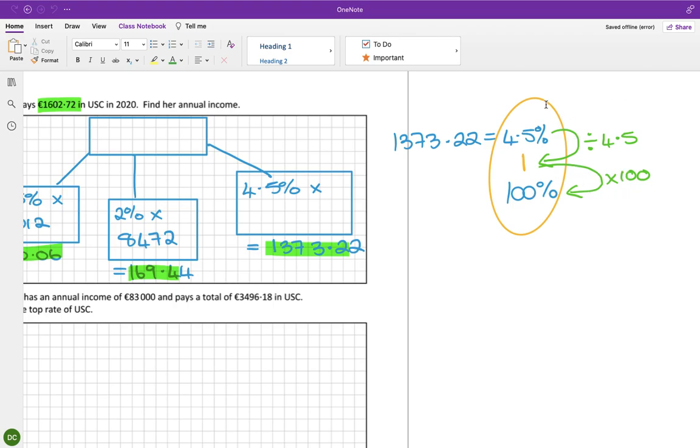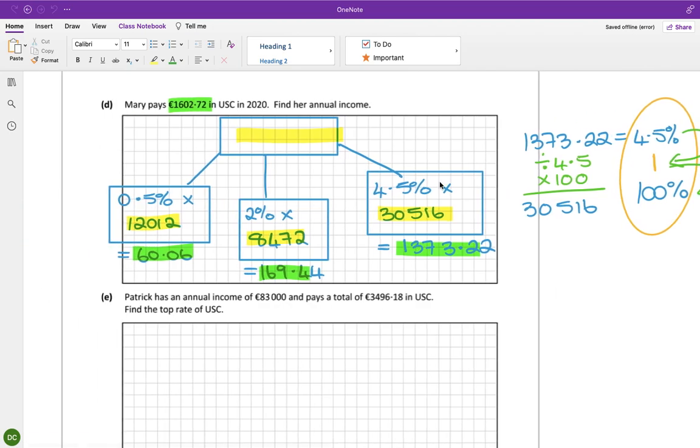Once you have the maths on the complete side, you bring it over to the other side. So we go divided by 4.5 multiplied by 100, and I am getting 30,516. And that goes in here. So now I have worked out the money. All these are her money, and they should add up to her gross. Nice. When you get a number like that, you assume you're right. 51,000.